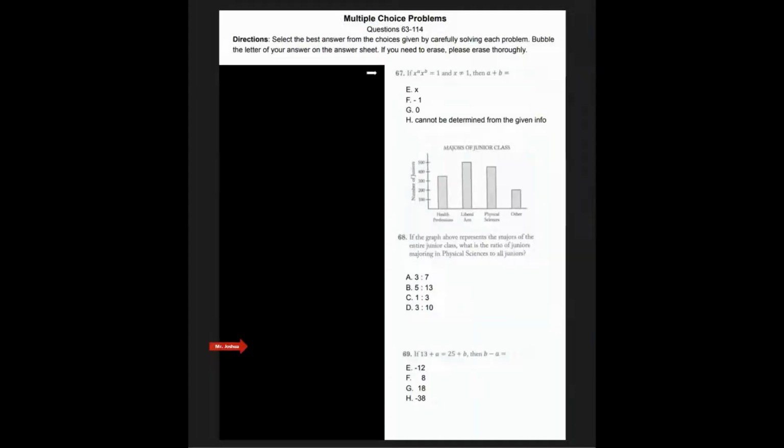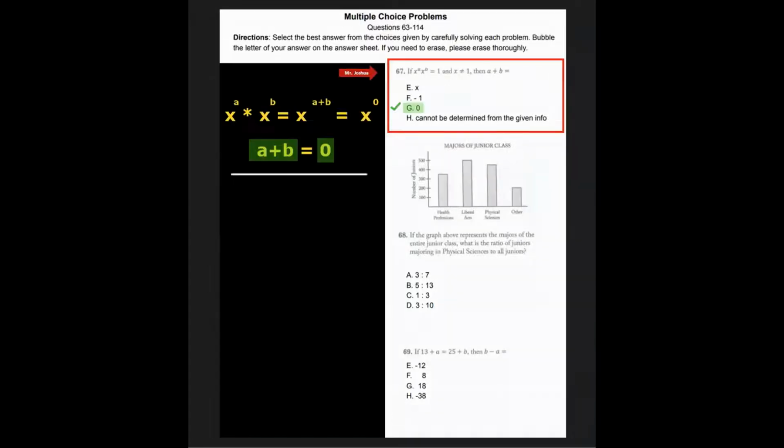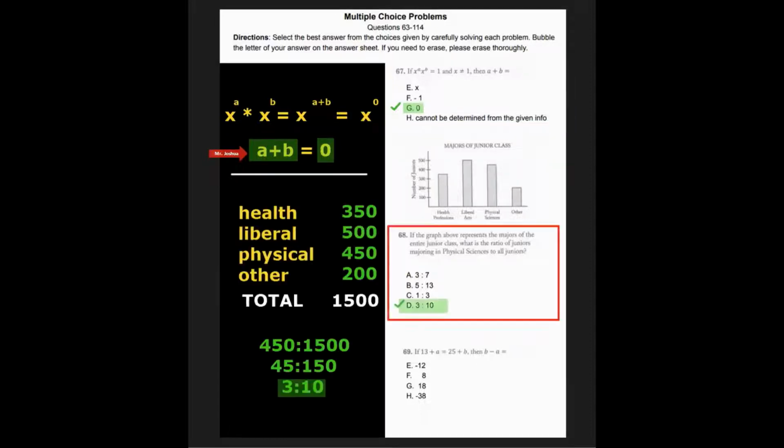Question 67. If x to the a times x to the b is 1 and x is not 1, then a plus b equals... Well, the rule for exponents that we went over in class was x to the a times x to the b is x to the a plus b. The other rule that you needed to know was that anything to the 0 power is 1. So that means that x to the a plus b equals x to the 0. Well, the bases are the same, so we set the exponents equal as an equation. That means a plus b equals 0, and we're done. The correct answer was G. Whatever values we pick for a and b, they have to sum to 0.